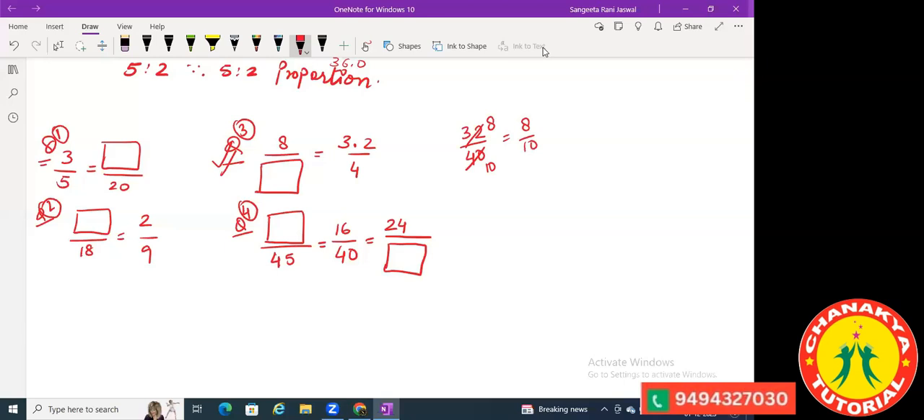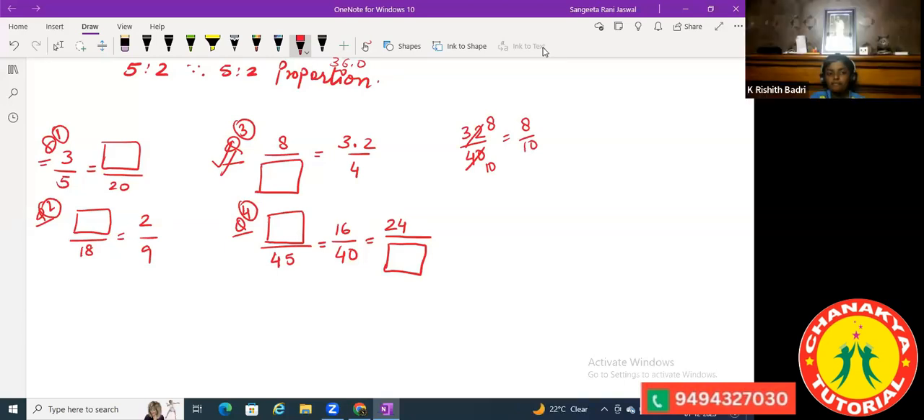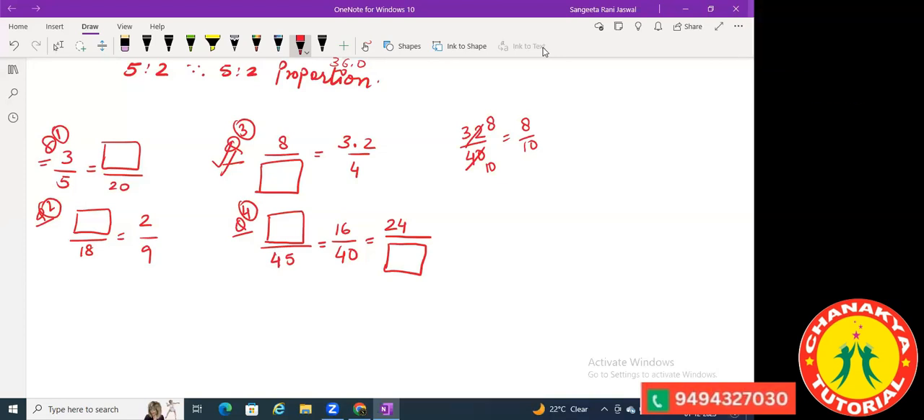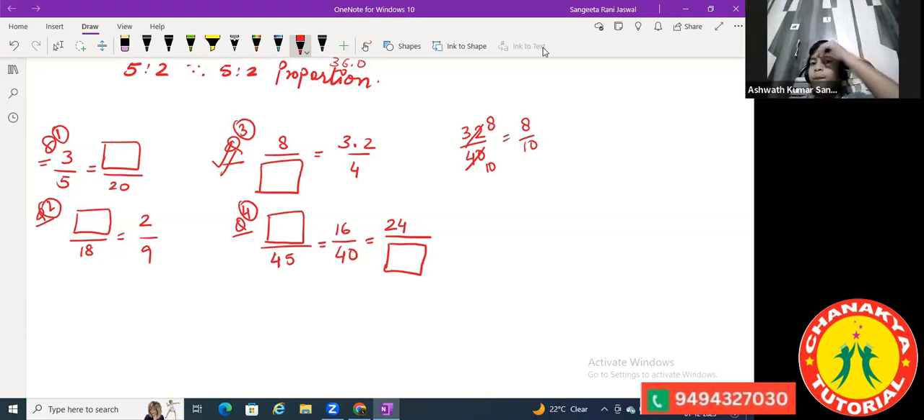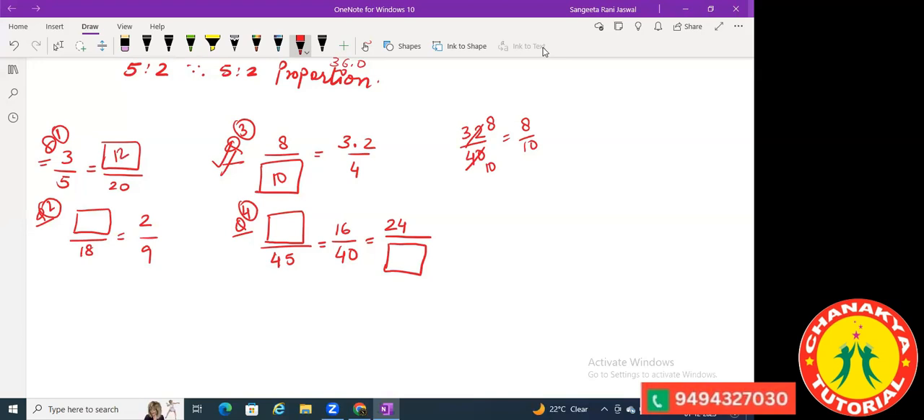And 8 by 10, ma'am. And 8 is already here. So what will come in the denominator? 10. I got the answer. Understood, Ashwath? Yes. Okay, great. Do the next. Do the fourth one.